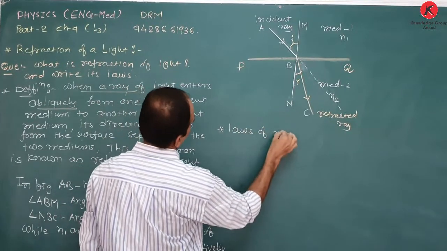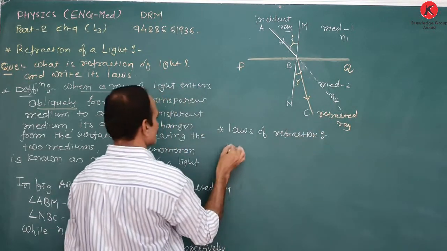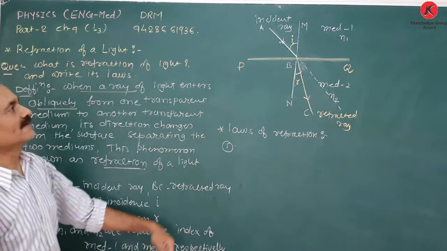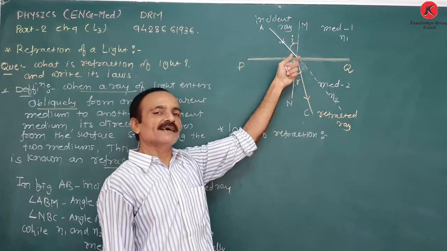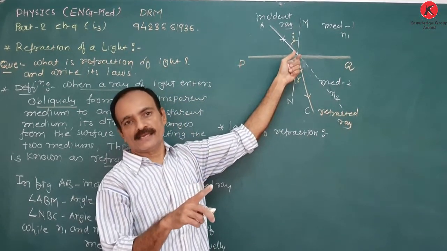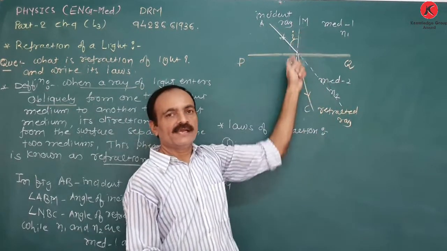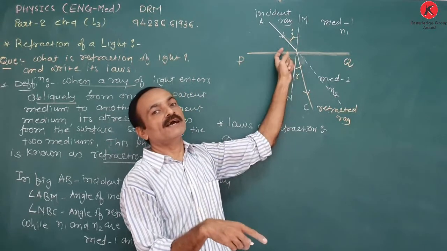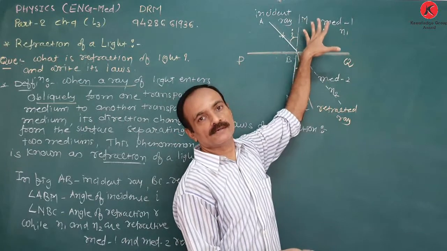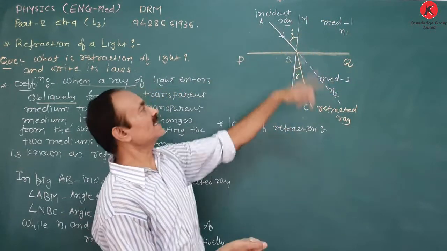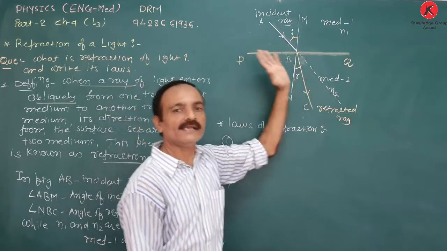Laws of refraction. First law. What is shown in the figure? The incident ray, refracted ray, and normal at the point of incidence are in one plane. Again, the incident ray, refracted ray, and normal at the point of incidence are in the same plane. Here, this plane is the plane of our green board. All these three things, incident ray, refracted ray, and normal, are in one plane.